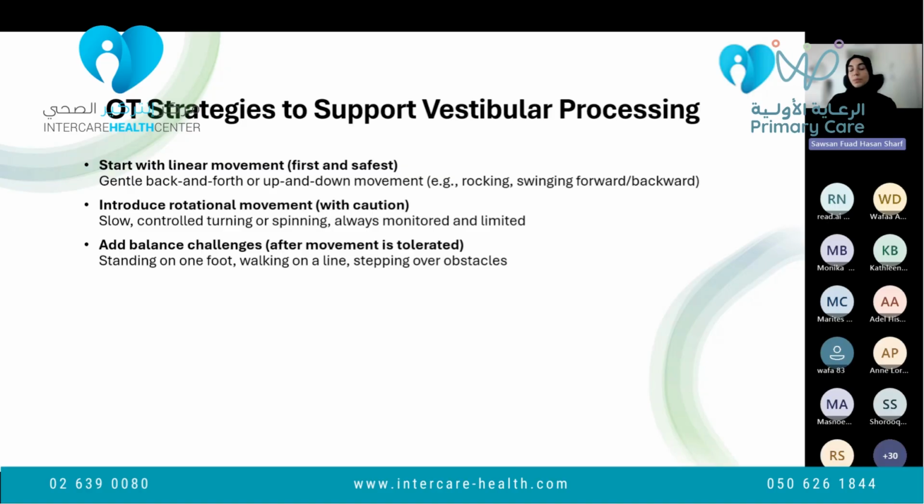If the child is accepting the rotatory movement, here we can add more challenge to the balance system. For example, instead of just sitting on the swing, we can ask the child to stand on the swing to balance himself and do another activity at the same time. For example, I can give the child a clip to fix on the swing while he's standing. Here he is challenging the balance more than the other skills.